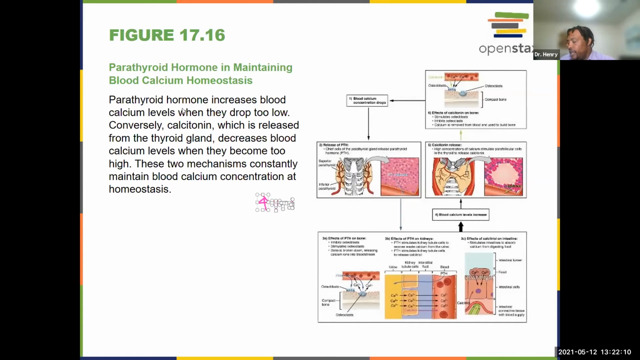Okay. So what happens in the case of, let's say, we have an increase in our thyroid, and we get overproduction of calcitonin? Sorry, calcitonin. So what happens in this case?